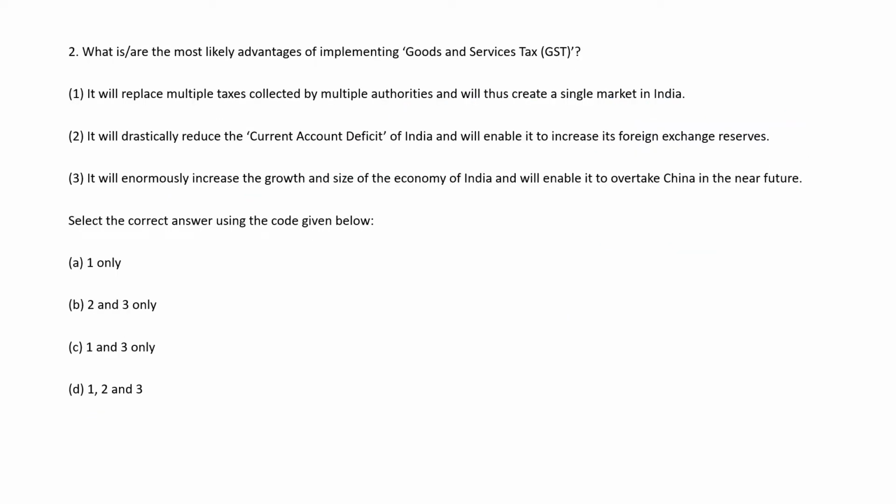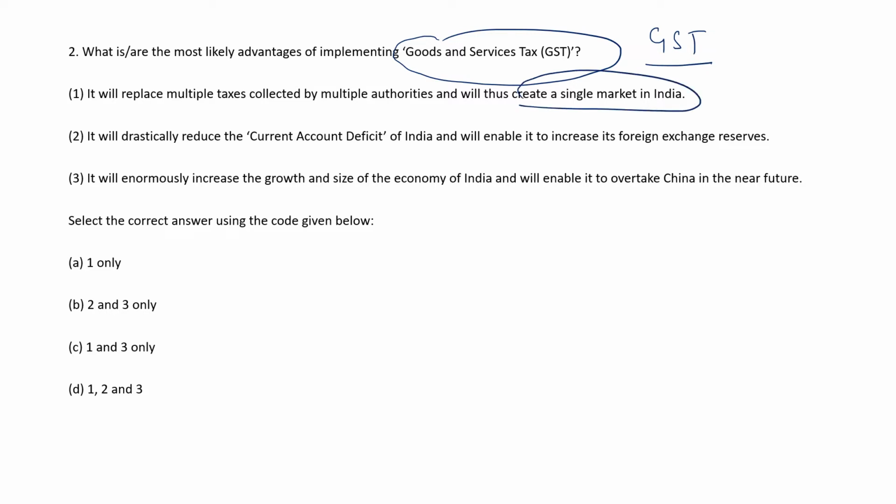Next is, what is the most likely advantage of implementing GST? So GST was implemented with the aim that it will create a single market in India. Looking at the option, it will replace the multiple taxes which are collected by various authorities and will thus create a single market in India. This option is correct. This was the main aim of this GST system.